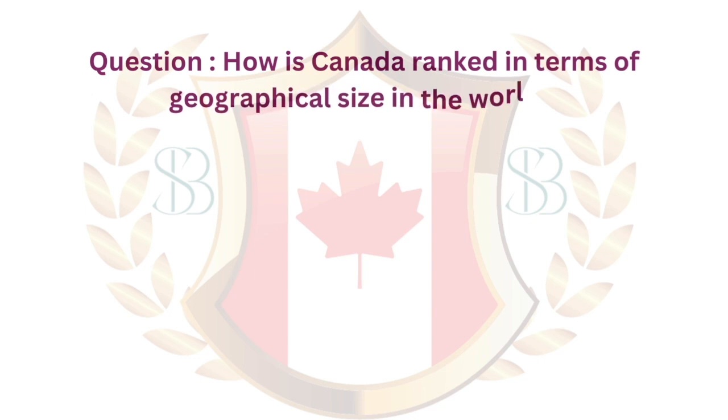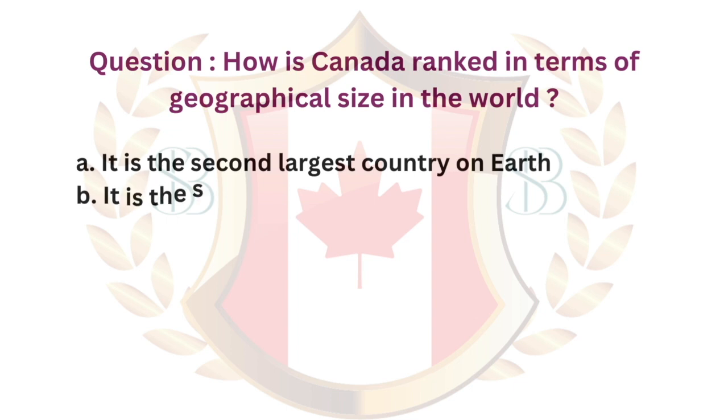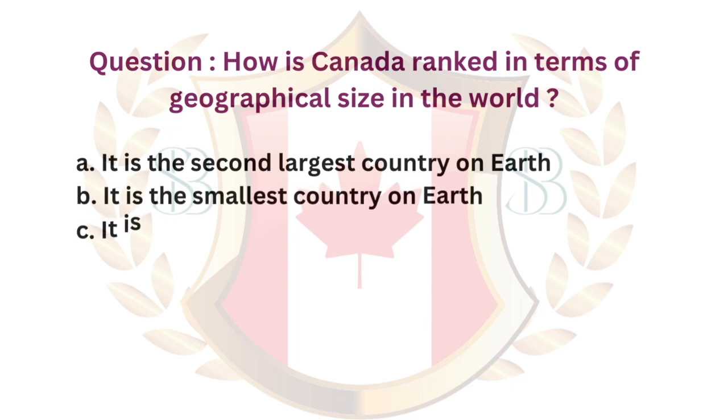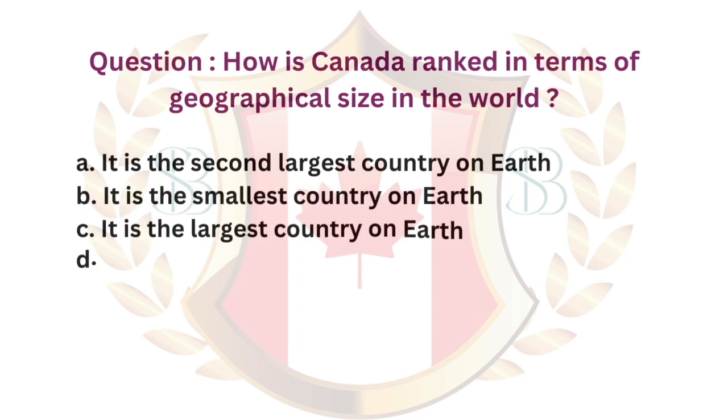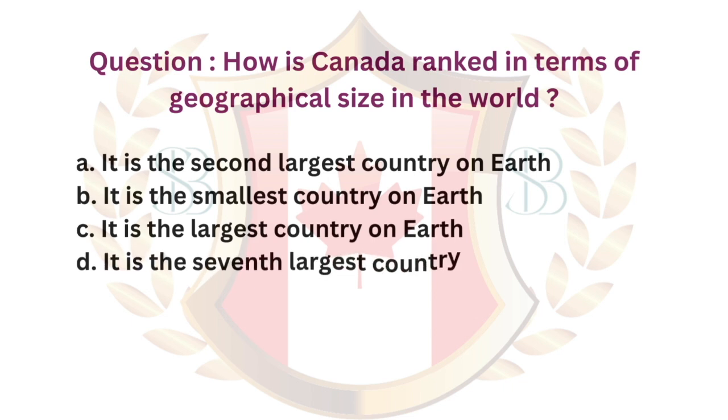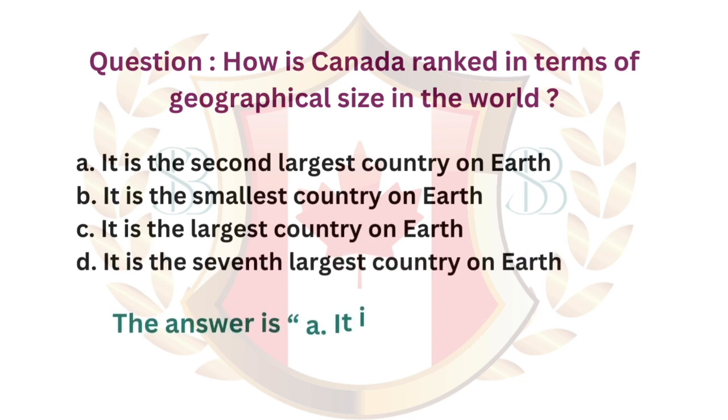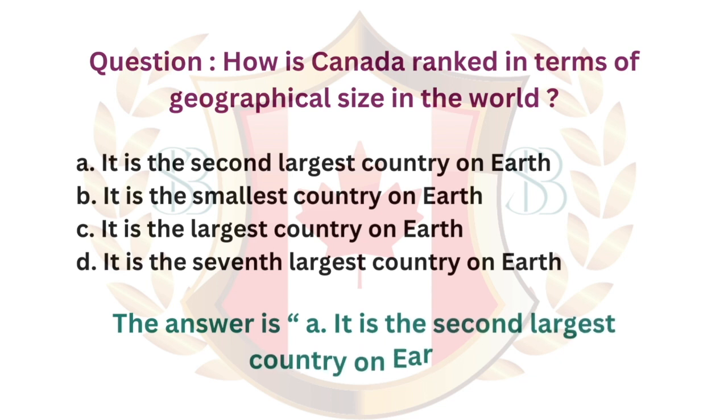Question. How is Canada ranked in terms of geographical size in the world? A. It is the second largest country on Earth. B. It is the smallest country on Earth. C. It is the largest country on Earth. D. It is the seventh largest country on Earth. The answer is A. It is the second largest country on Earth.